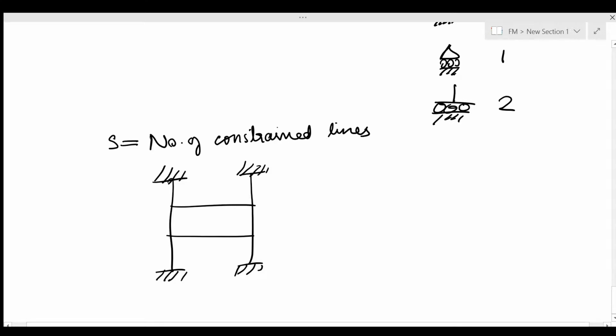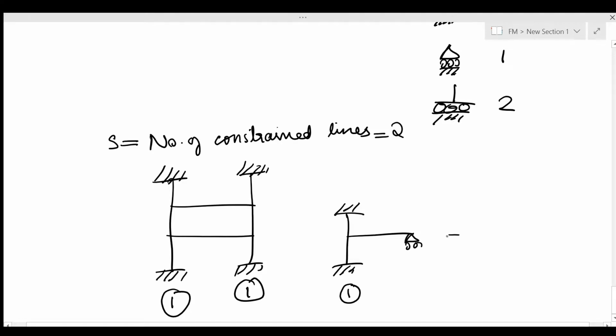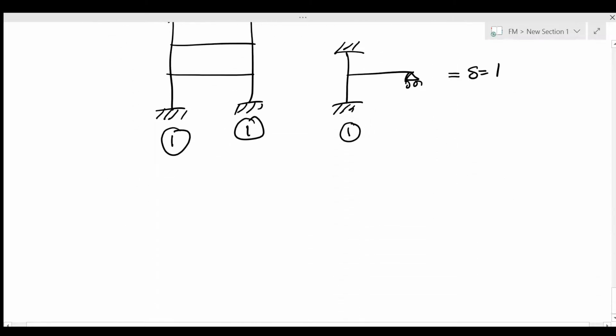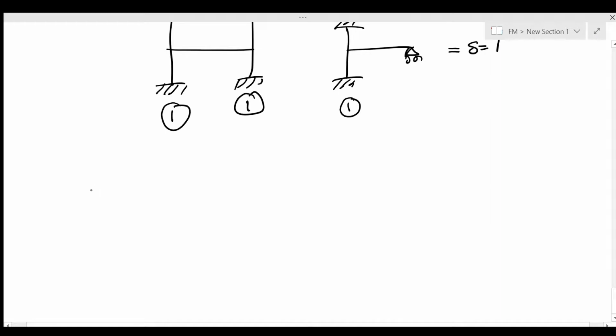For example, in this figure, we have one line and a second line. There are 2 lines which are constrained. So the number of constrained lines is 2. In this figure, only one line is constrained. So s is equal to 1. Okay. Now let us see some examples for free frames and constrained frames, how to calculate the degree of freedom. Examples.